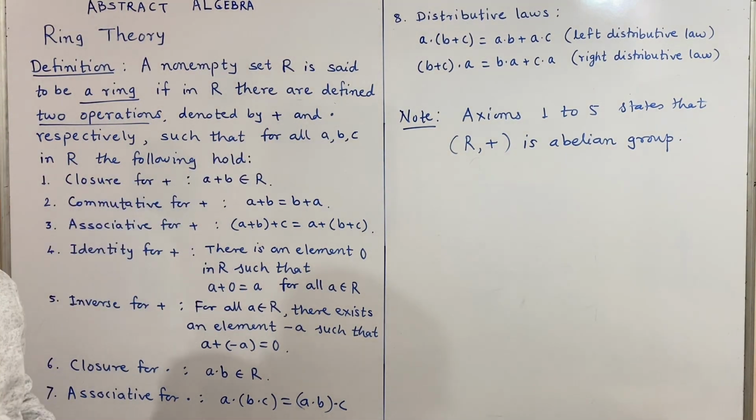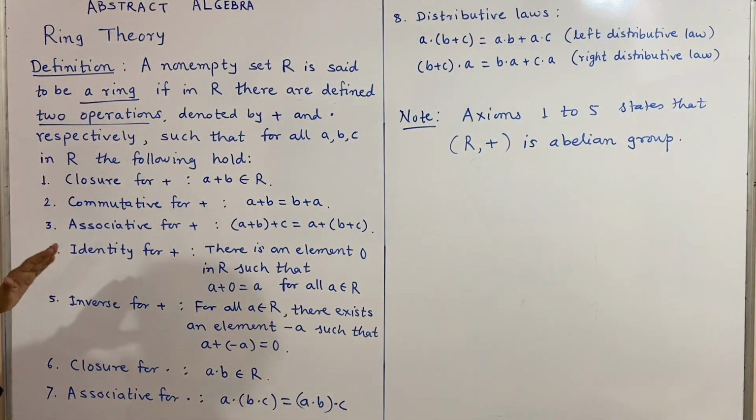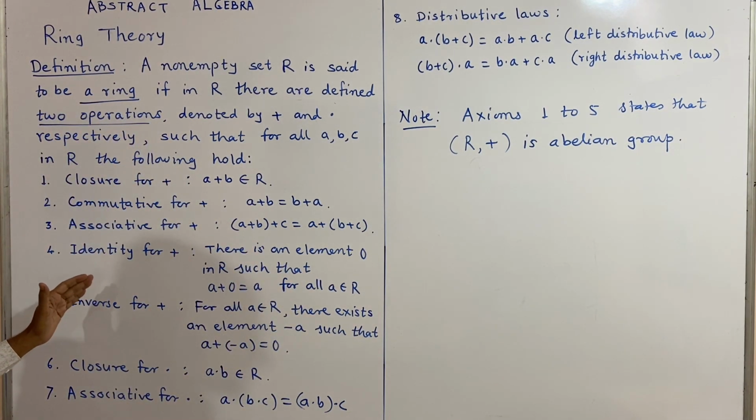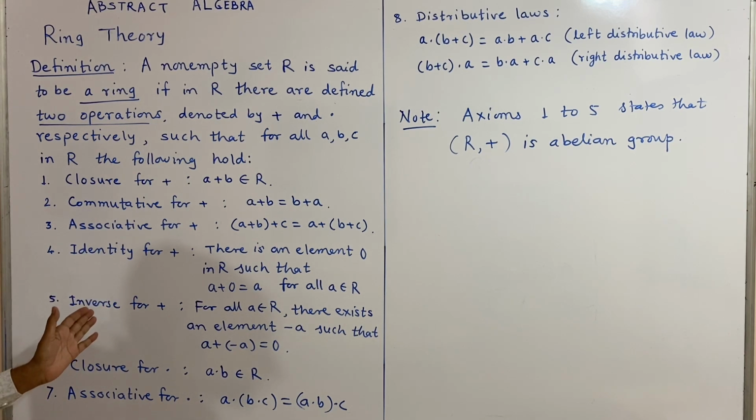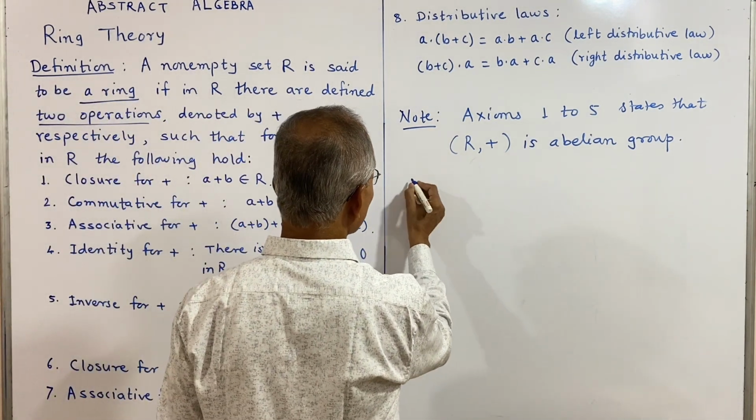plus and dot. Now next, if you have an element 1, the property is 1 dot A is equal to A dot 1 is equal to A, then that element is the unit element with respect to multiplication. So we write that as ring with unity.